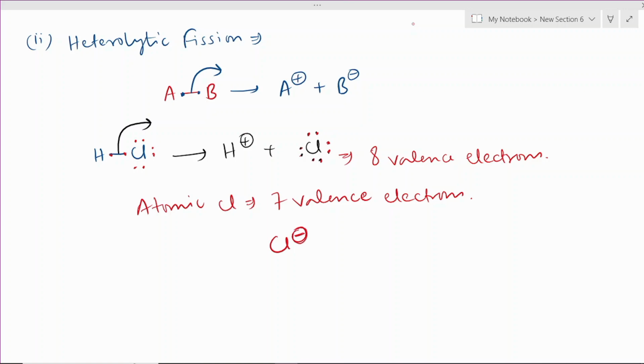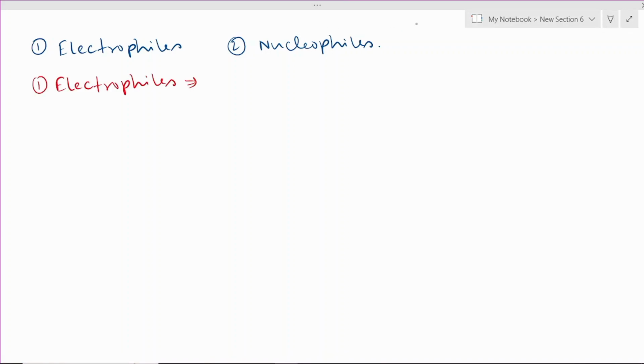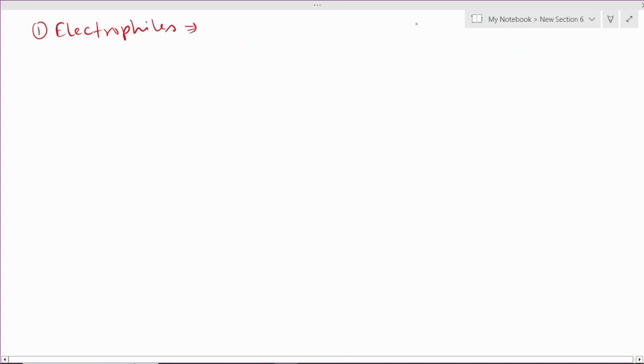Now we discuss the reagents. The attacking reagents are classified as electrophiles and nucleophiles. Firstly, we discuss electrophiles. Electrophile means electron loving species. Those species that are electron deficient and do not fulfill octet are called electrophiles.